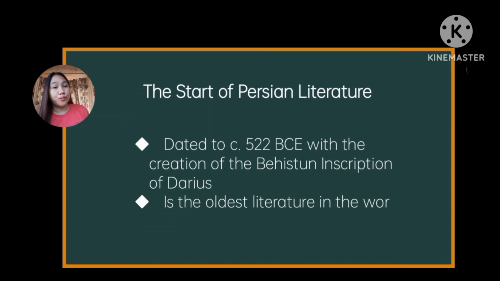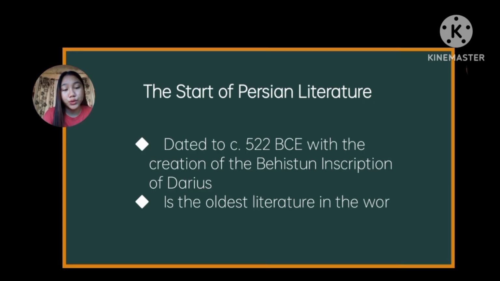Part of Persian literature dates to circa 522 before the Common Era, with the creation of the Behistun inscription of Darius. So it's the oldest literature in the world.